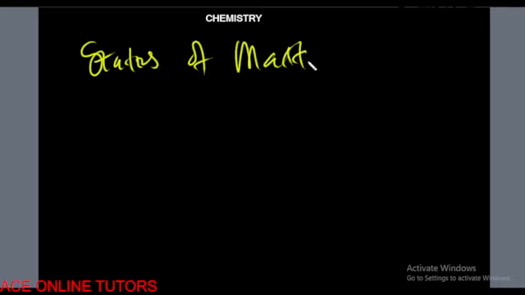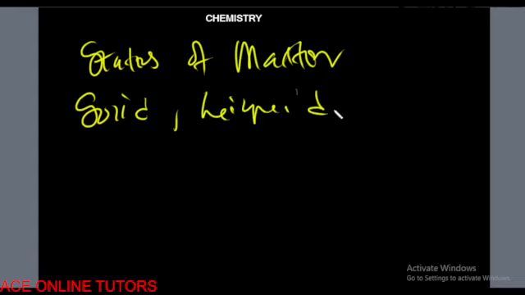Now another thing we need to know are the states of matter in chemistry. The states of matter are exactly the same as those we discussed in physics. We have the solid state, the liquid state, and the gaseous state. These are the three states of matter that we have. Now let's talk a little bit about each one of them.